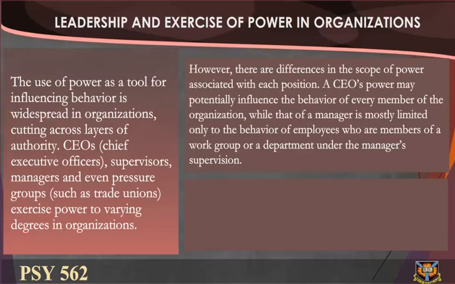The use of power as a tool for influencing behavior is widespread in organizations, cutting across layers of authority. CEOs, Chief Executive Officers, supervisors, managers, and even pressure groups such as trade unions exercise power to varying degrees in organizations. However, there are differences in the scope of power associated with each position. A CEO's power may potentially influence the behavior of every member of the organization, while that of a manager is mostly limited only to the behavior of employees who are members of a work group or a department under the manager's supervision.